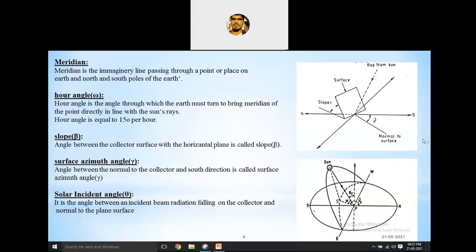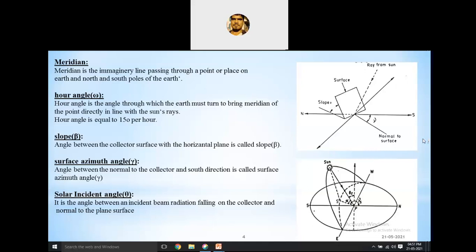And the hour angle omega is equivalent to 15 degrees per hour. It is measured from noon based on the local solar time, LST, local solar time or local apparent time. That's what I told in the beginning. Different locations have different times, because this hour angle measures when the meridian line is exposed directly to the sun. So when it is directly exposed to the sun, we can consider that as the hour angle.